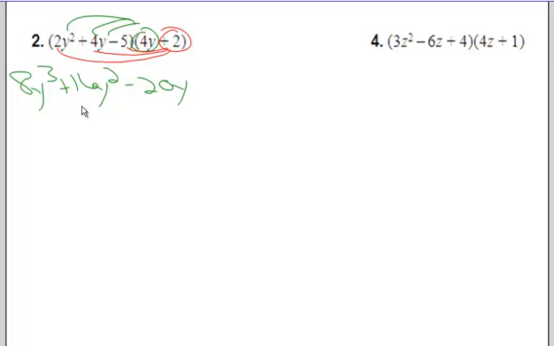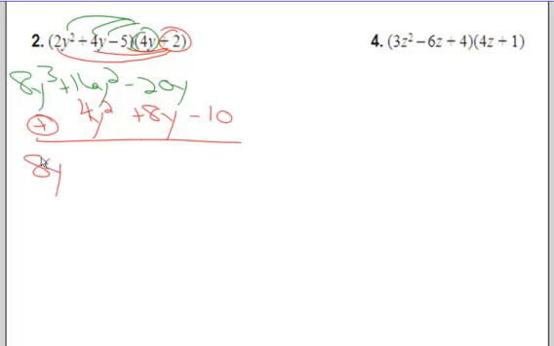2 and 2 is 4. Y squared, again, I'm going to line up my like terms. 2, so plus 8y. And 2 times, so minus 10. Again, I'm always adding my like terms. 8y cubed plus 20y squared minus 12y minus 10.